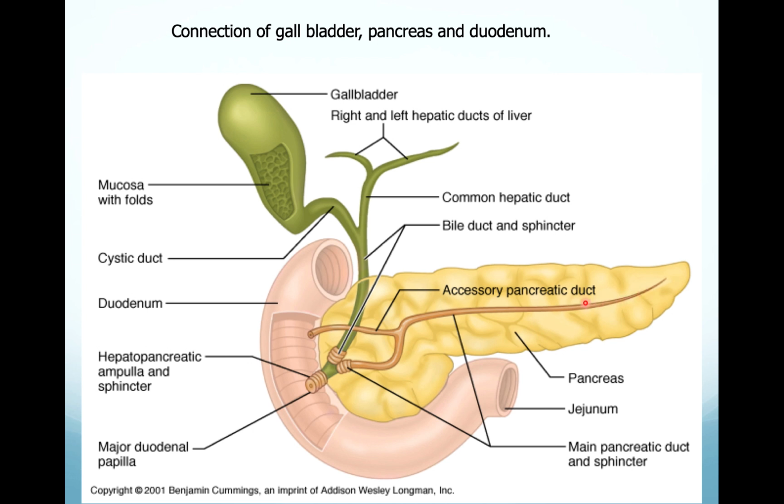The big one is called the main pancreatic duct, and the little baby one that branches off is called the accessory pancreatic duct. If you see all of these circular like rings, those are all sphincters. You can open and close them to regulate how much bile and how much pancreatic juice to allow to go into the duodenum. So do you remember what organ connects to the first part of the duodenum?